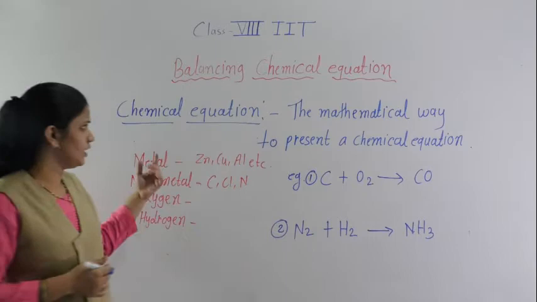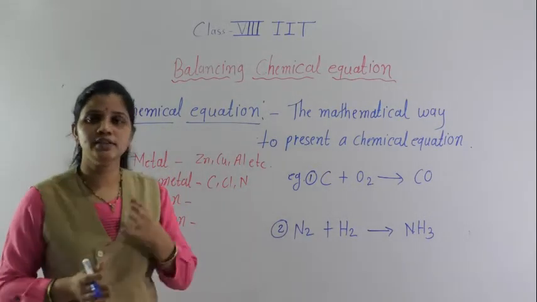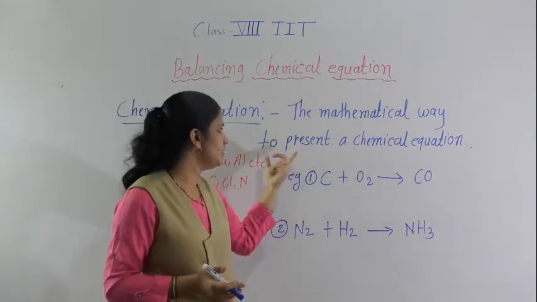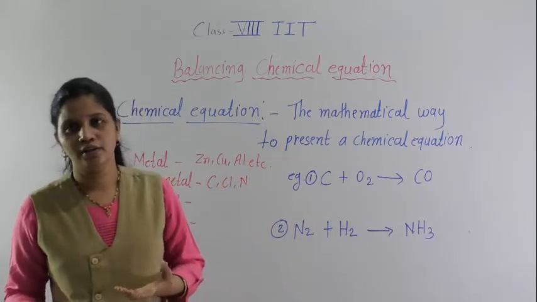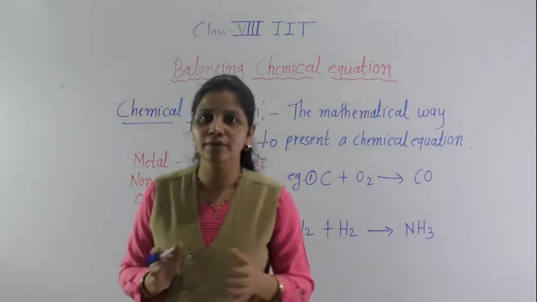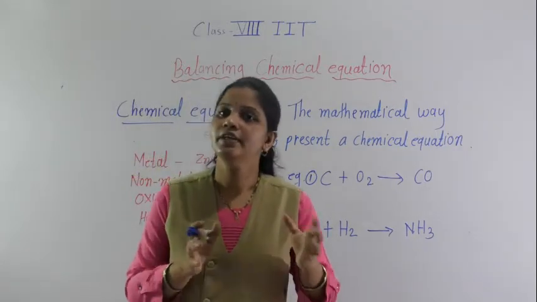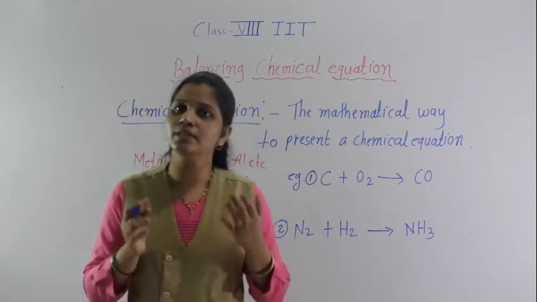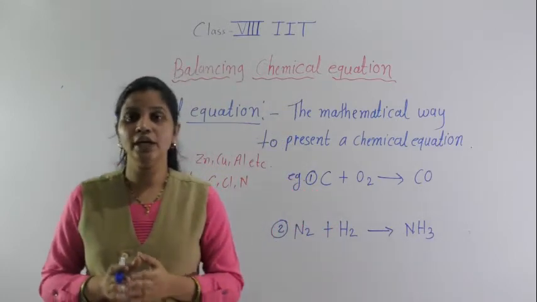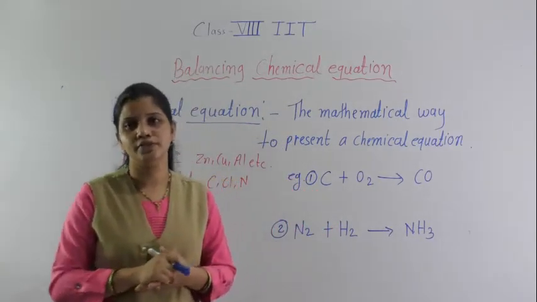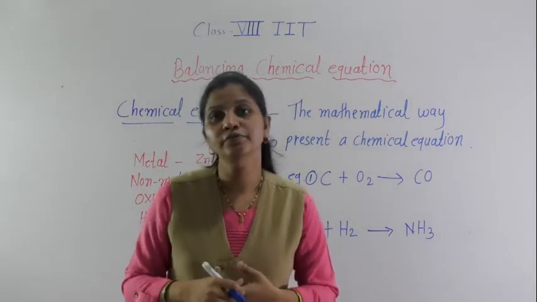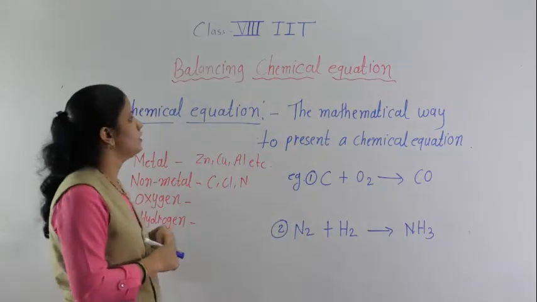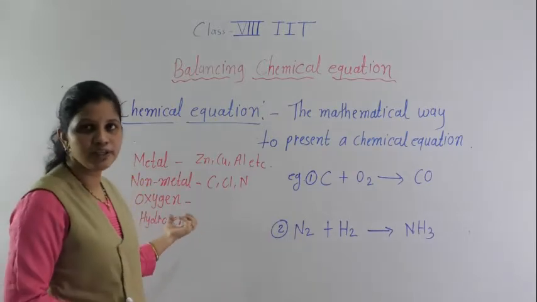So see here, chemical equations. What is the exact meaning of a chemical equation? A chemical equation is the mathematical way to present a chemical reaction. In any reaction, on the reactant side and the product side, both sides have the same molecules and atoms. It should be the same because of the law of conservation of mass. You will learn that practically next year, because it is given in 9th standard. So for that, balancing equations is very important.